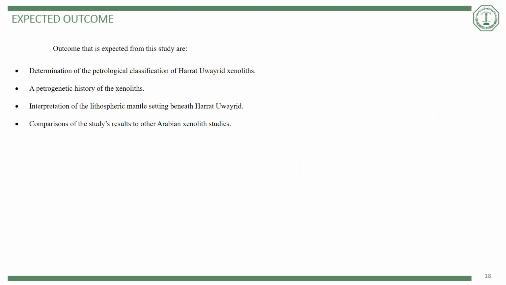So therefore, the outcomes expected from these studies are determination of petrological classification of Harrat Uwayrid xenoliths, a petrogenetic history of the xenoliths itself, interpretation of the lithospheric mantle setting beneath Harrat Uwayrid, and comparison of the study results to other Arabian xenolith studies.